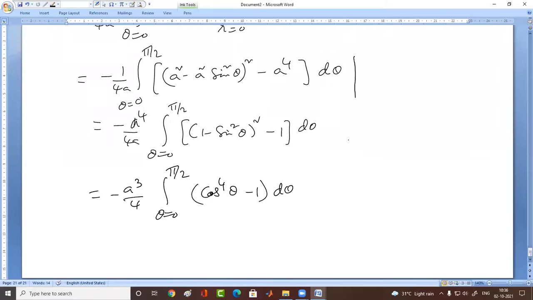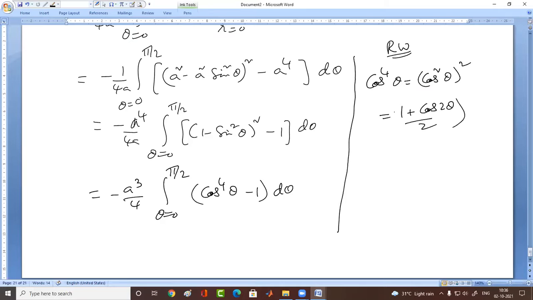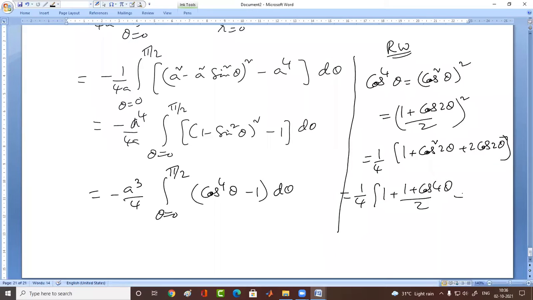Okay, I will simplify cos power 4 theta. Rough work. Cos power 4 theta is cos square theta whole square. Cos square theta can be written as 1 plus cos 2 theta by 2 whole square. That is 1 by 4 times of 1 plus cos square 2 theta plus 2 cos 2 theta. Now again, cos square 2 theta can be written as 1 plus cos 4 theta by 2 plus 2 cos 2 theta.